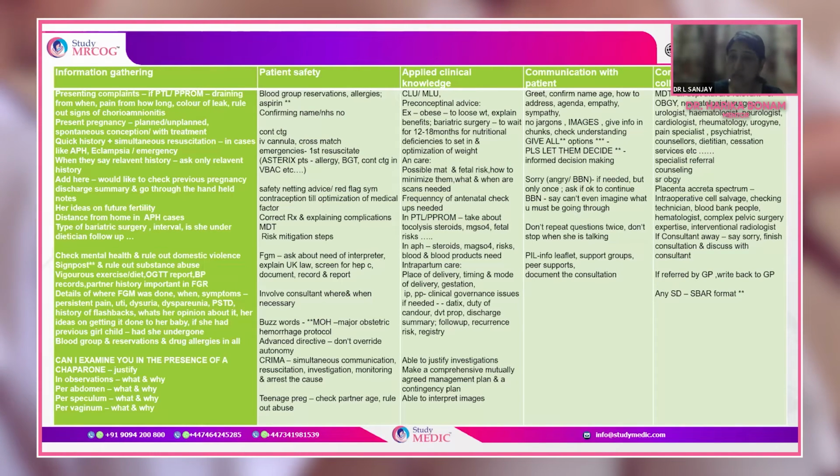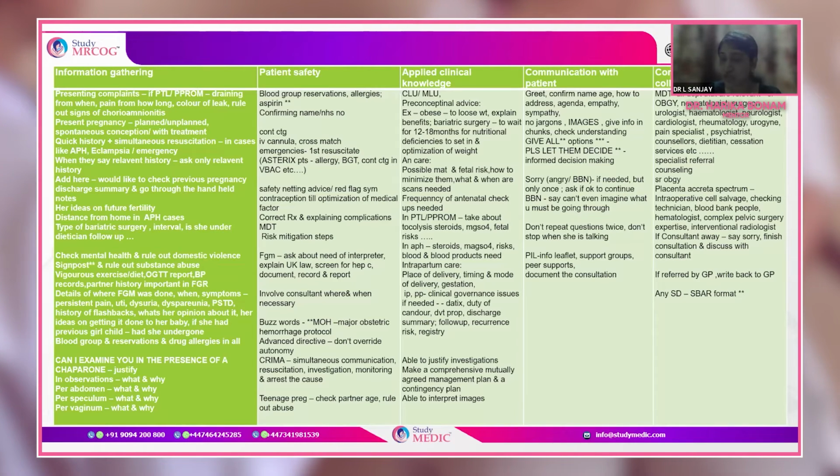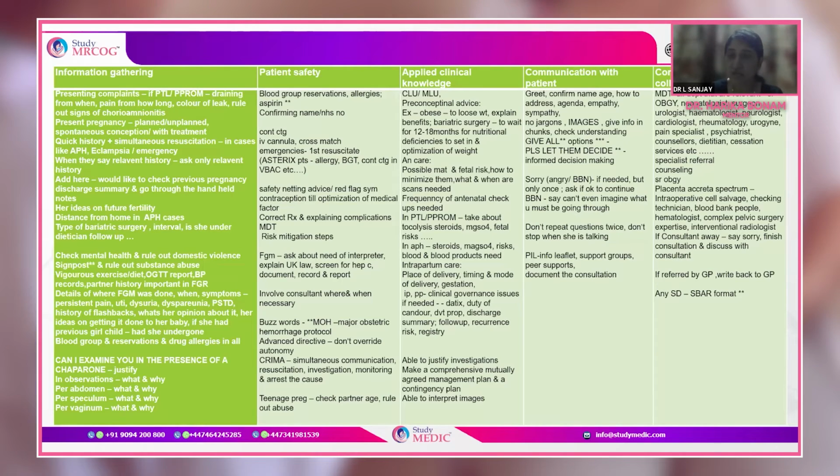In case of placenta accreta spectrum, you have to talk about intraoperative cell salvage, and then checking the technician, the hematologist, blood bank people, and then the complex pelvic surgery expertise person available or not, the interventional radiologist. All these things come under MDT. So MDT is one buzzword in the case of communication with colleagues.